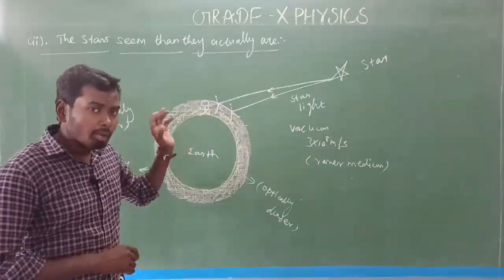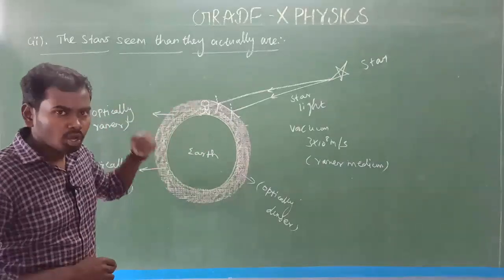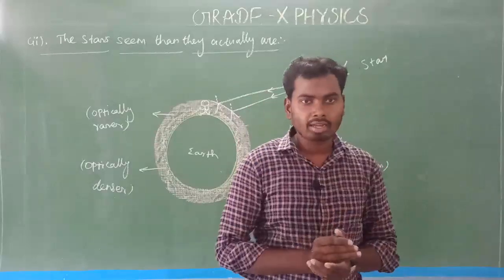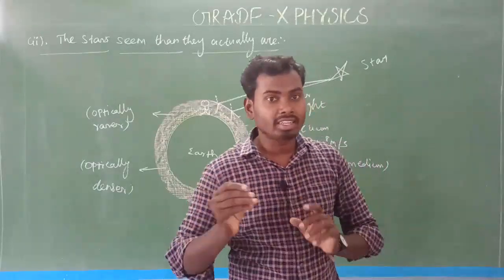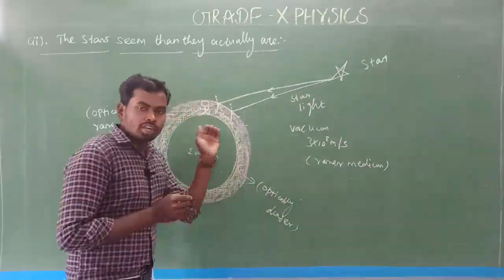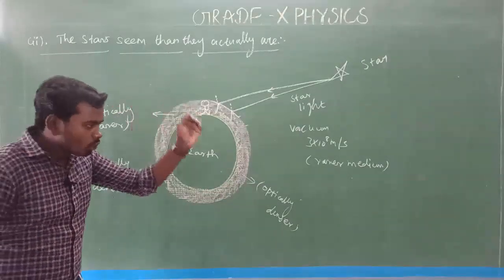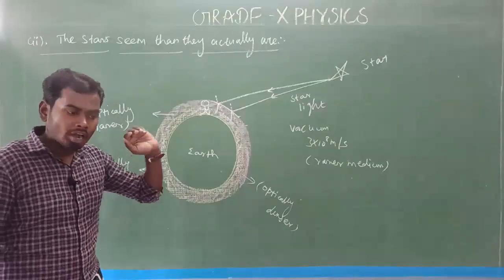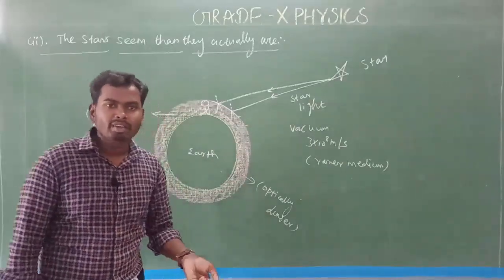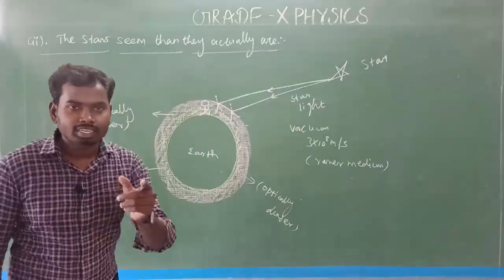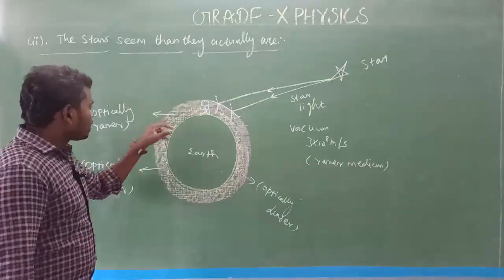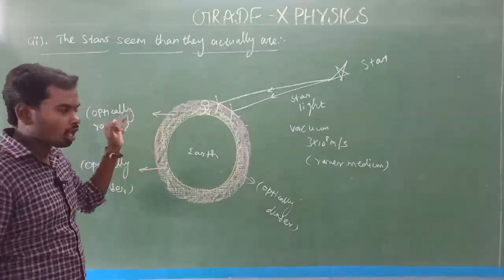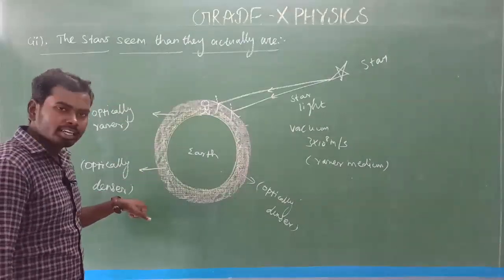Am I right? Next, come to this atmosphere. The atmosphere also has different air layers, having different air densities. So in the atmosphere, a few parts of the air layer behave as optically denser medium, and a few parts of the air layer behave as optically rarer medium. Is it clear? Yes. So we already know the upper part of the air layer present in the atmosphere behaves optically rarer, and the bottom is optically denser.